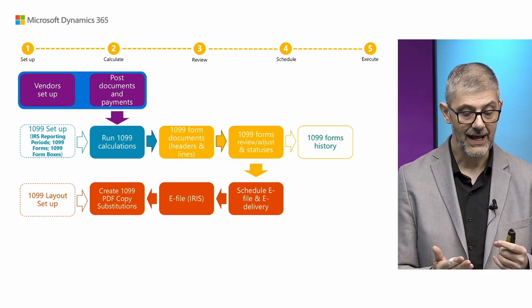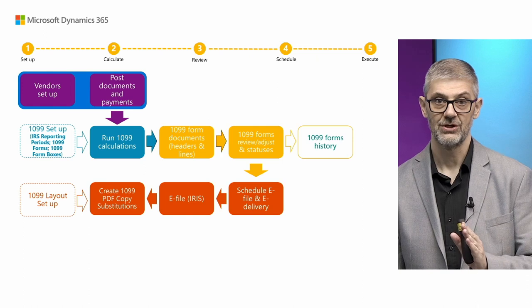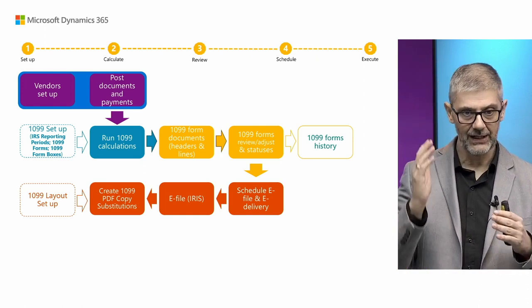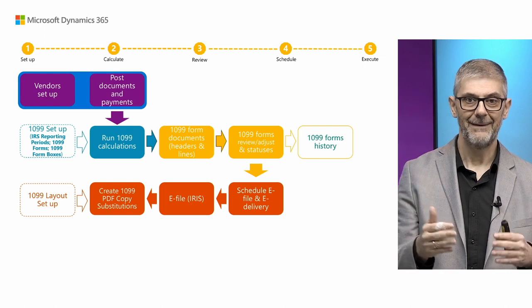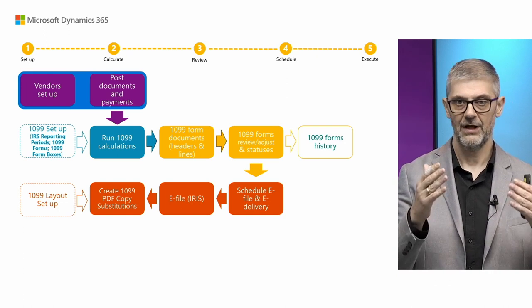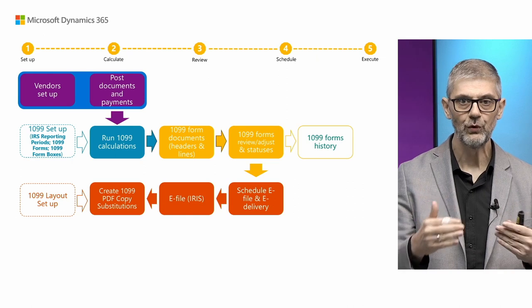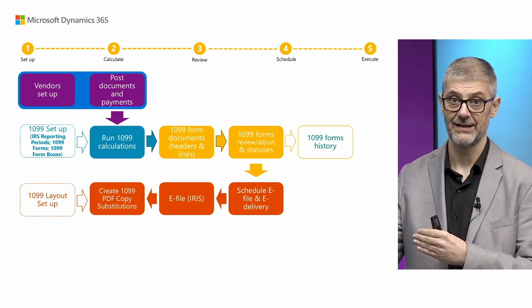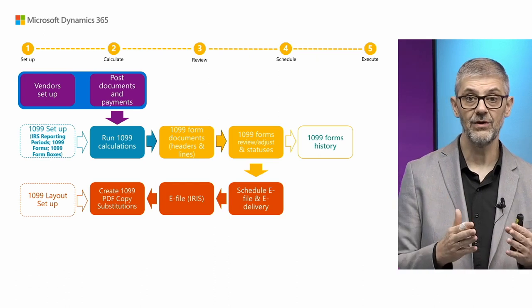We will create 1099 PDF copy substitutions. What it means is you will have all the details you have on a regular 1099, but it will be a copy substitution, because the law enables us to use this. We just need to have all the details we have in our standard pre-printed forms, and we can use these copy substitutions if we report directly to the IRS through their APIs.